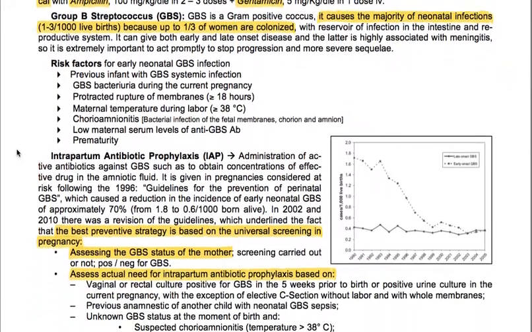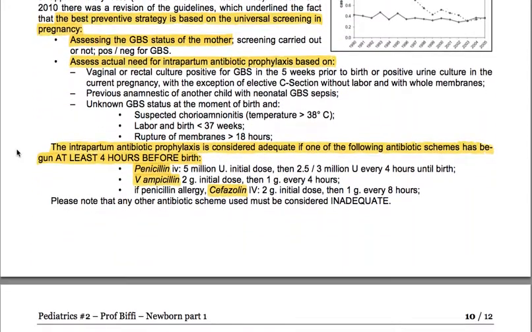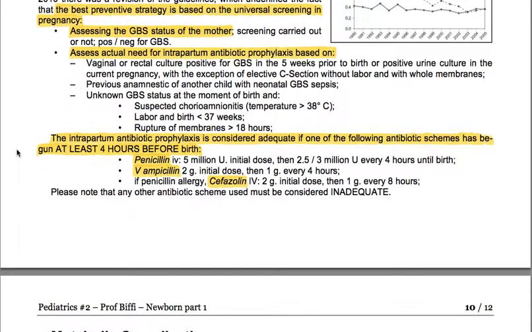In 2002 and 2010, there was a revision of the guidelines, which underlined the fact that the best preventive strategy is based on universal screening in pregnancy. Assess the GBS status of the mother: screening carried out or not, positive or negative for group B streptococcus. Assess the actual need for intrapartum antibiotic prophylaxis based on a vaginal or rectal culture positive for group B streptococcus in the 5 weeks prior to birth, or a positive urine culture in the current pregnancy, with the exception of elective C-section without labor and with intact membranes.